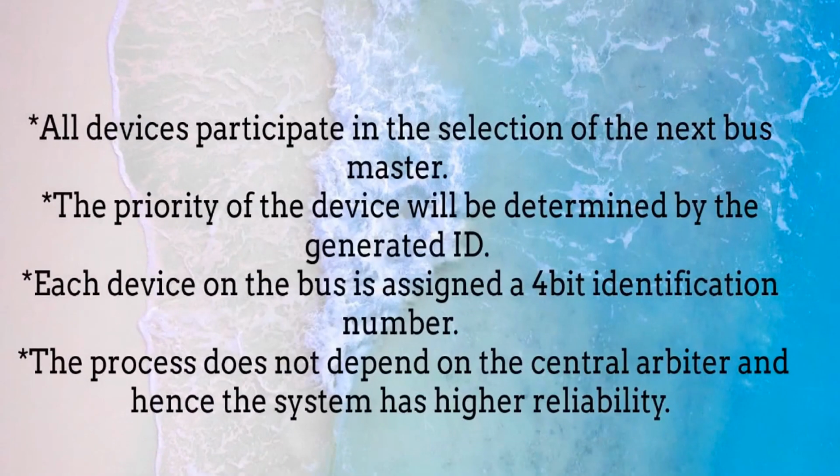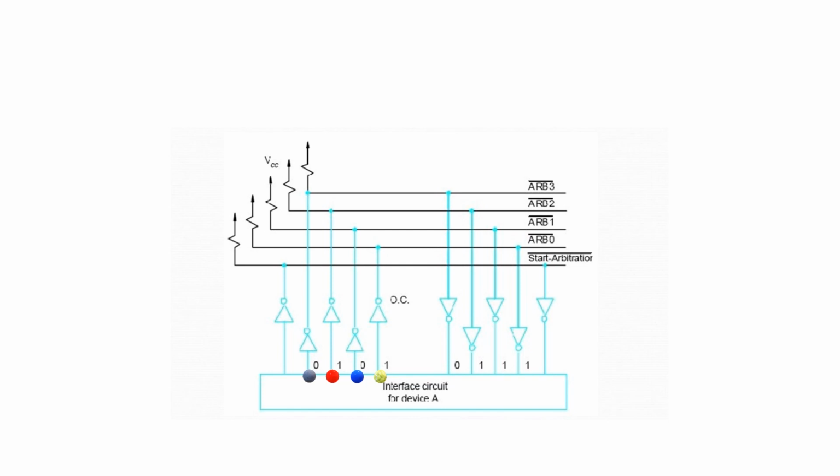All devices participate in the selection of the next bus master. The priority of the device will be determined by the generated ID. Each device on the bus is assigned a 4-bit identification number. The process does not depend on the central arbiter and hence the system has higher reliability. This is the interface circuit for device A. Here all the devices are connected to 5 lines. 4 lines are for ID transfer and 1 line is to start the arbitration.